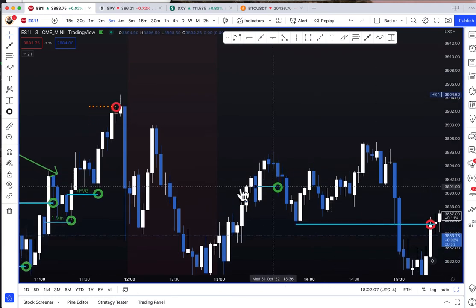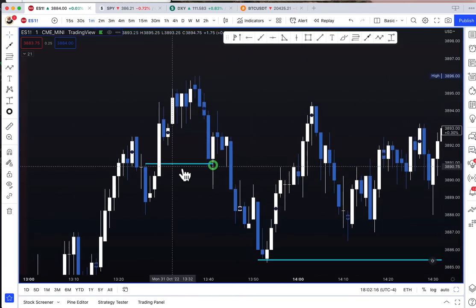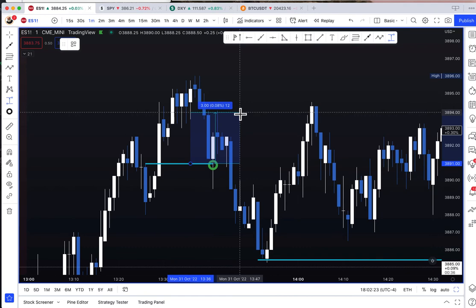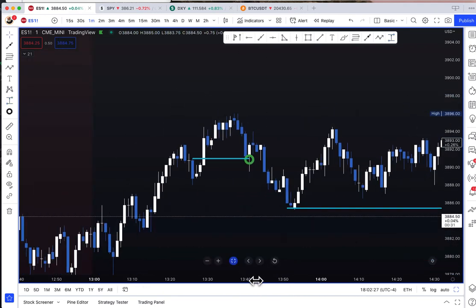Came back. Here was a 1 minute trade right here. Let me go to the 1 minute chart. That had to be off the 1 minute. Yep. So here's my level. Took a little bit of heat. How much heat did I take? 1.5, and I probably made a 1.5. It's fine. Not the end of the world.